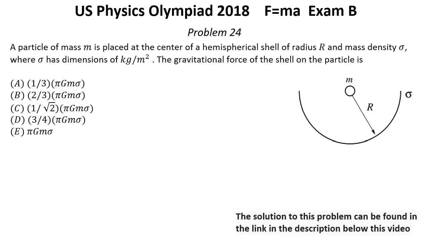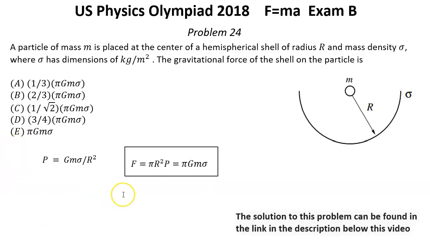By Newton's third law, it is equivalent to find the force of the particle on the shell. The pressure exerted on the shell is this one, P equals g m sigma over r squared. Now consider a closed hemisphere filled with a gas of pressure P. Since the hemisphere cannot move on its own, the net force on the flat face is equal to the net force on the curved face, which is equal to the area of this flat face multiplied by pressure, which is pi g m sigma. And this is answer E, and this is the solution for problem number 24.